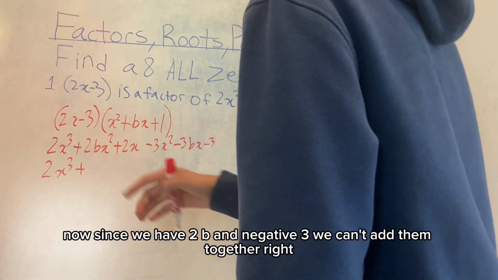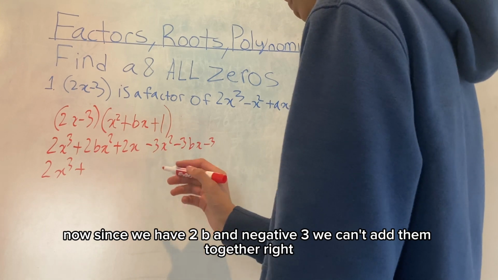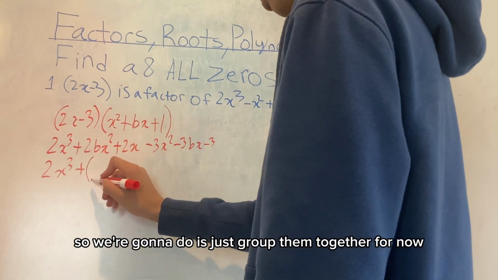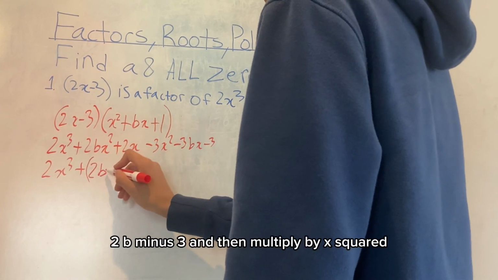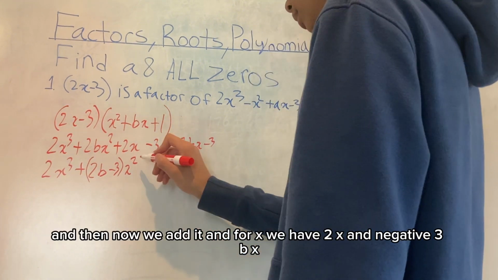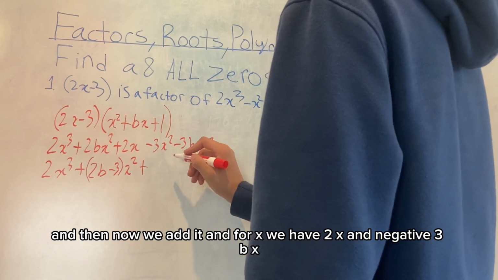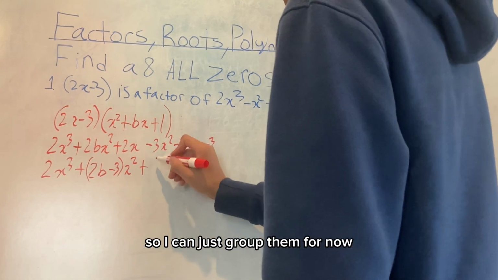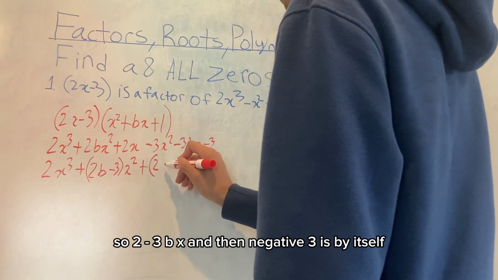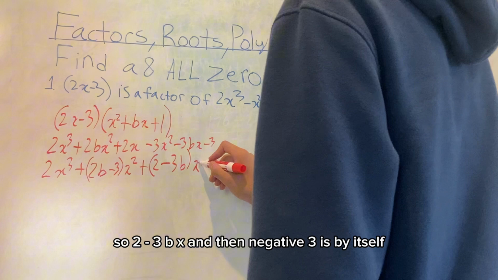Okay, now since we have 2b and negative 3, we can't add them together, right? So what we're going to do is just group them together for now: 2b minus 3, and then multiply by x squared. And then for x we have 2x and negative 3bx. So we can't add those two either, so we can just group them for now: 2 minus 3b times x, and then negative 3 is by itself.